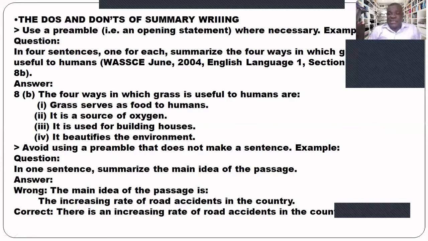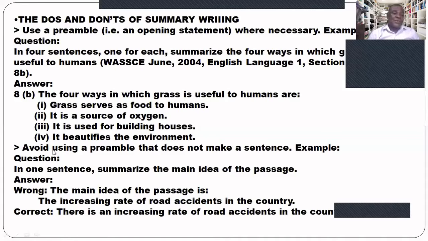Now, if you decide to use the direct sentence method instead of the preamble, all you need to do is to eliminate the preamble here. You simply write 8B, and then you write I, and you write grass serves as food to humans. Up to IV, present them as direct sentences. It means you are doing away with the preamble.